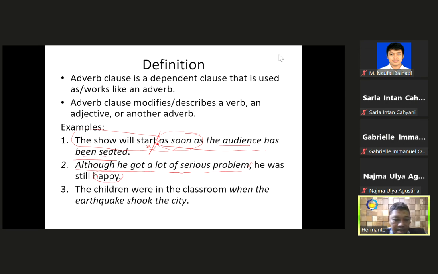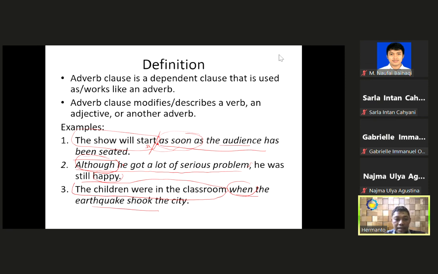Okay, next, number three: the children were in the classroom when the earthquake shook the city. The main clause is: the children were in the classroom. And what is the subclause, the adverb clause? When the earthquake shook the city, this is the subclause. And what is the connector? When. In sentence number two, although is the subordinate conjunction or connector. Okay, so this is the adverb clause, everyone.